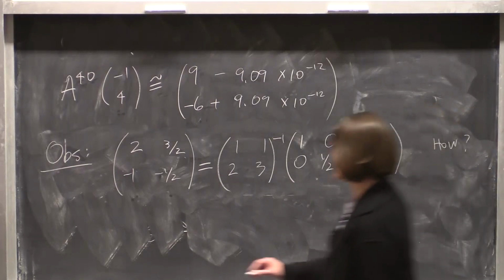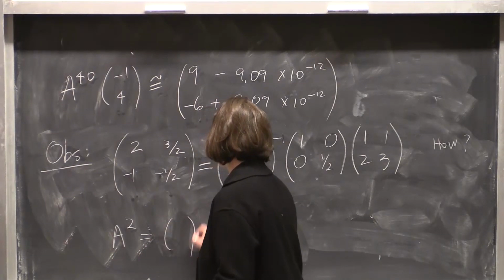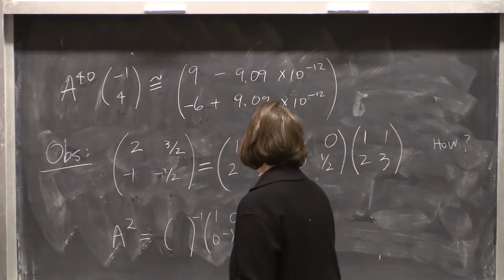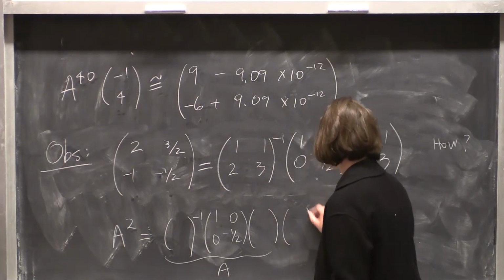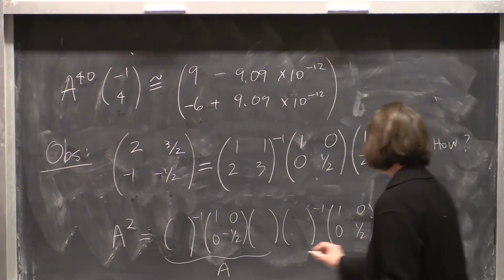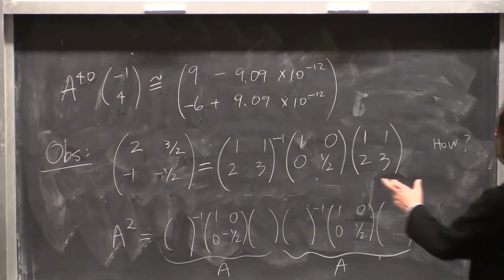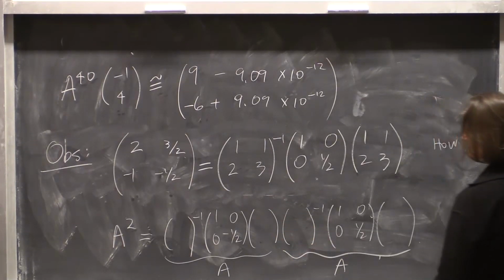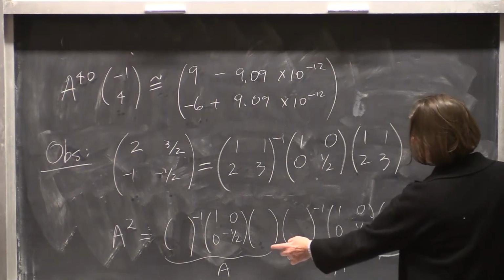But if I have this, A squared is the matrix A times the other A. I have this matrix here, and then I have its inverse here. So what does this times its inverse equal? The identity.